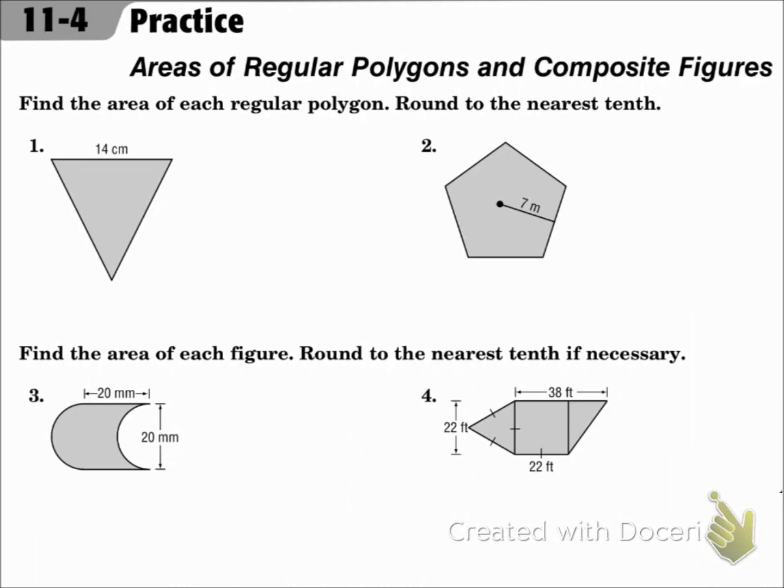This is lesson 11.4, Areas of Regular Polygons and Composite Figures. Your objectives are to find the areas of regular polygons and find areas of composite figures. Find the area of each regular polygon. Round to the nearest tenth.